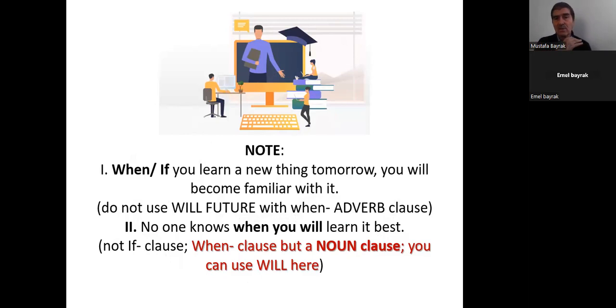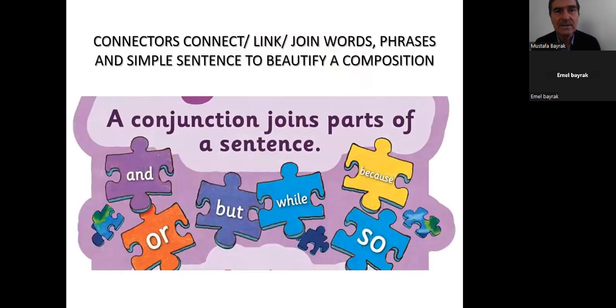Command number 2, for example, no one knows when you will learn it best. So this is not if clause, it is noun clause. So we can use will here. No one knows when you will. No one knows how you will learn. No one knows why you will learn English best.